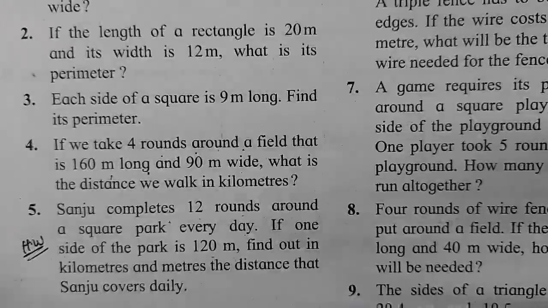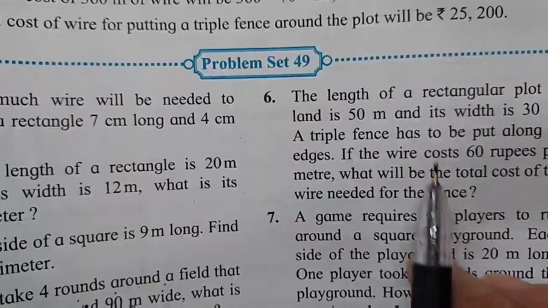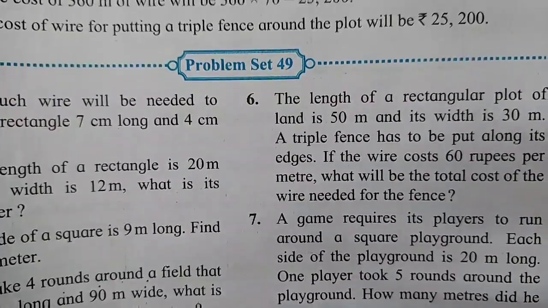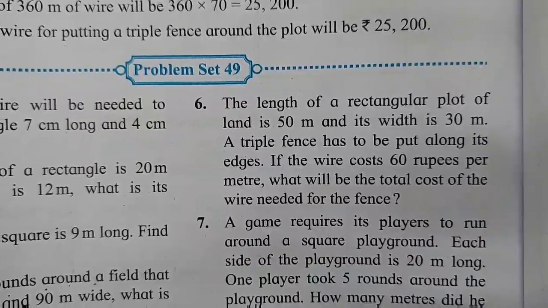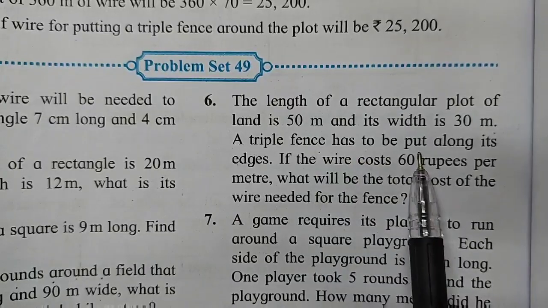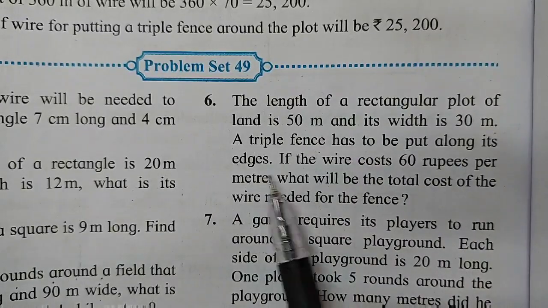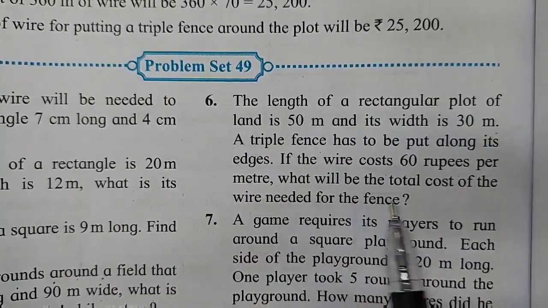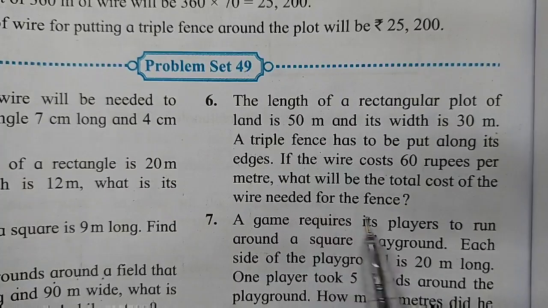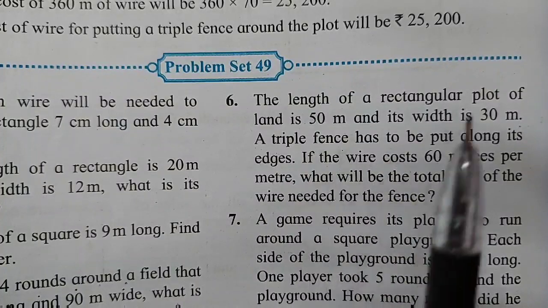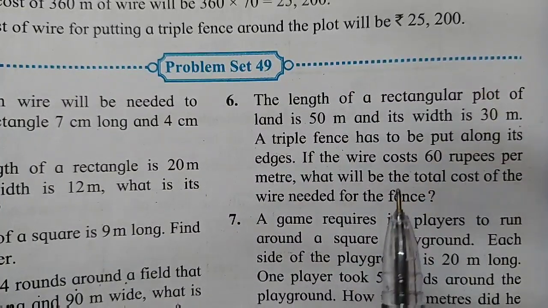Then coming to the sixth question. Your sixth question is: the length of a rectangular plot of land is 50 meters. Its width is 30 meters. A triple fence has to be put along its edges. If the wire costs 60 rupees per meter, what will be the total cost of the wire needed for the fence? Now children, here we are having a rectangular plot, right?